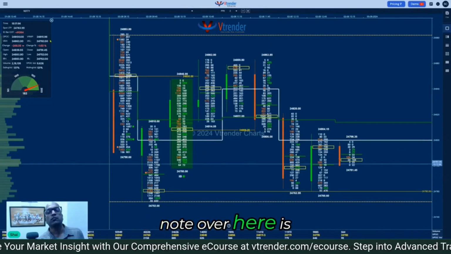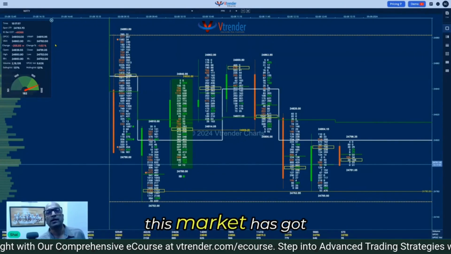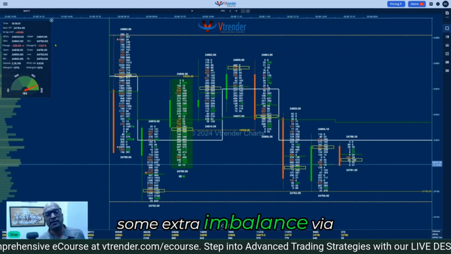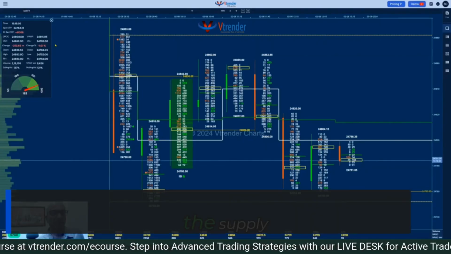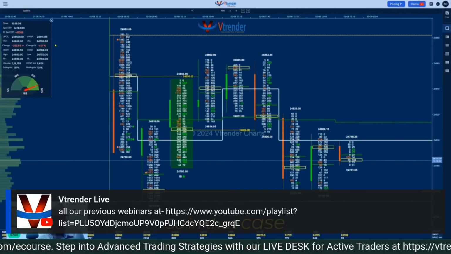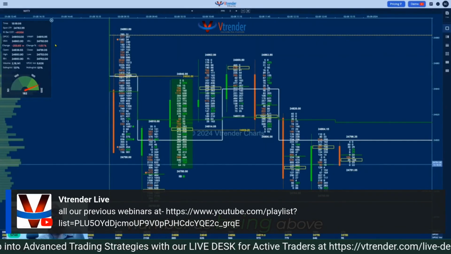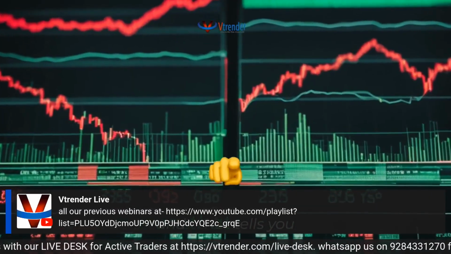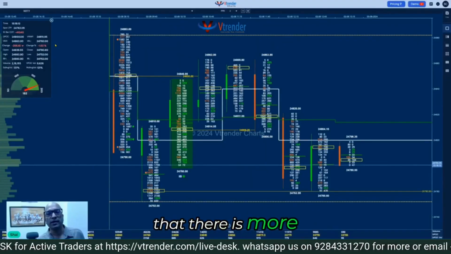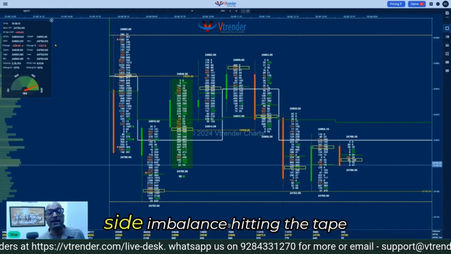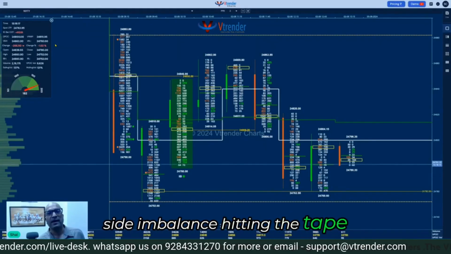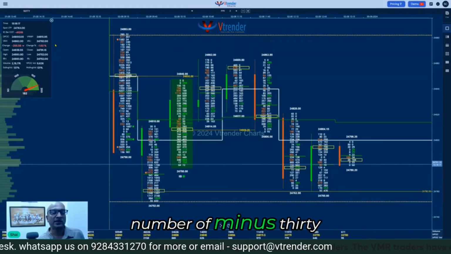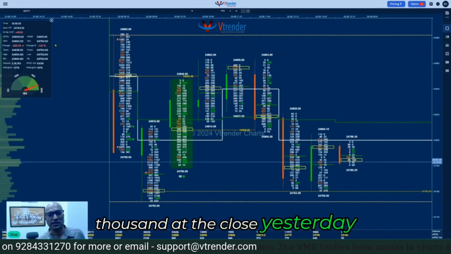What we have to note over here is what really happens when this market has got some extra imbalance via the demand and via the supply. So in that case, we look at that number as being above -20,000 or below +20,000, and that tells you that there is more demand or more supply side imbalance hitting the tape. And we had that number of -30,000 at the close yesterday.